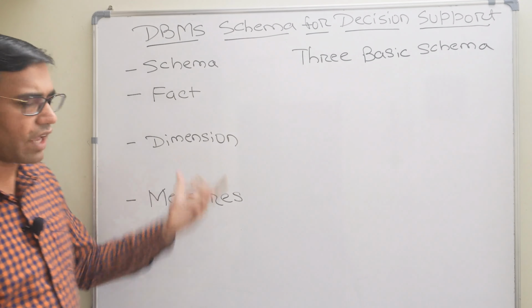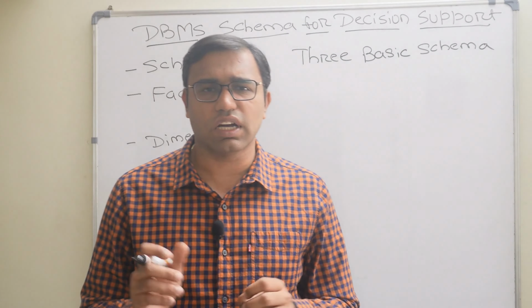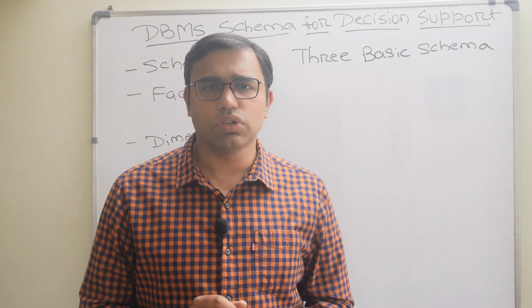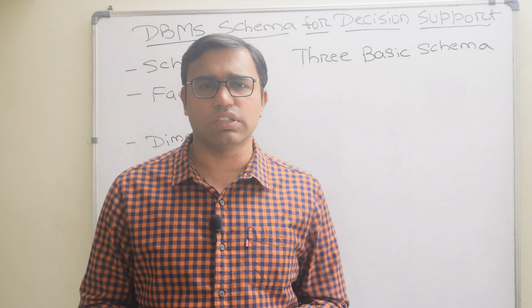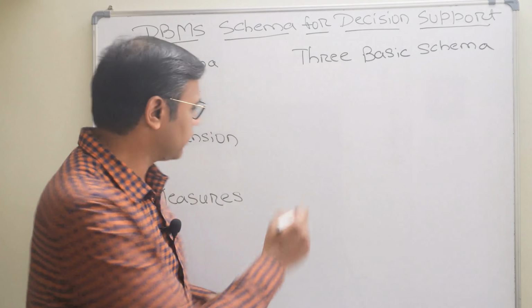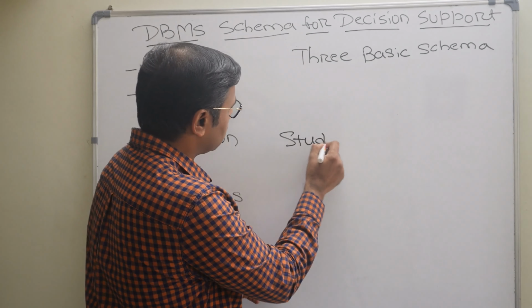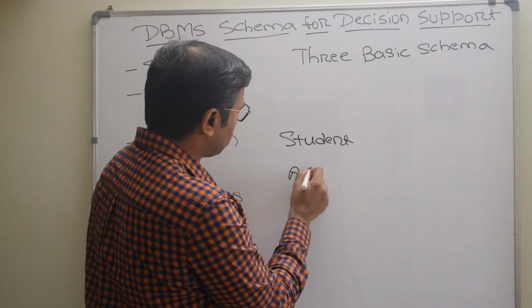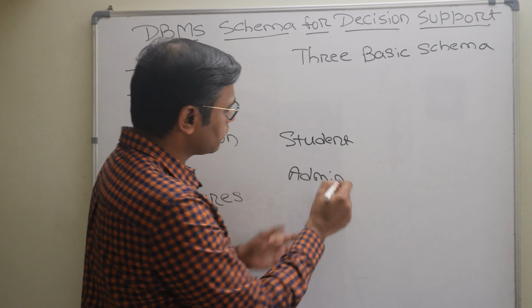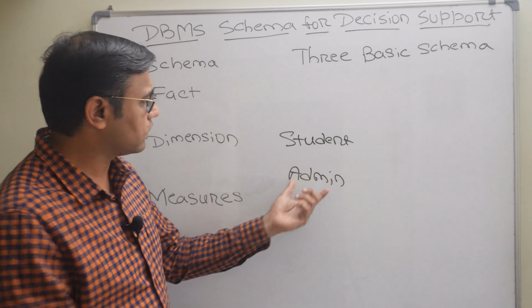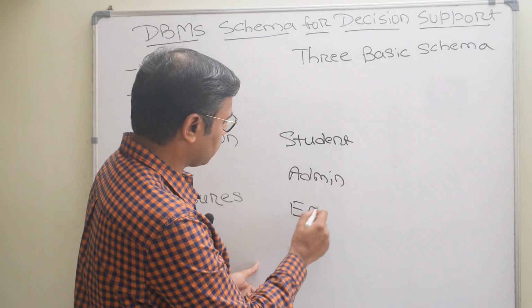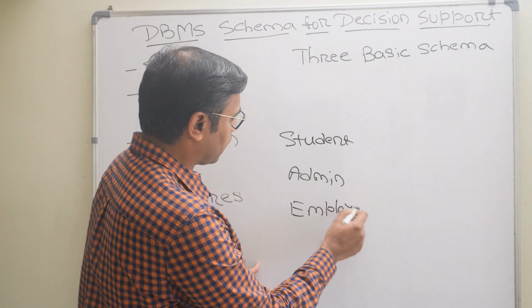Then next is what is dimension. Now dimension is another name for the table. So if you take a college, there are various dimensions. First dimension is student, then there is admin department. So these represent the dimensions. Then there can be employee. This is one of the dimensions.